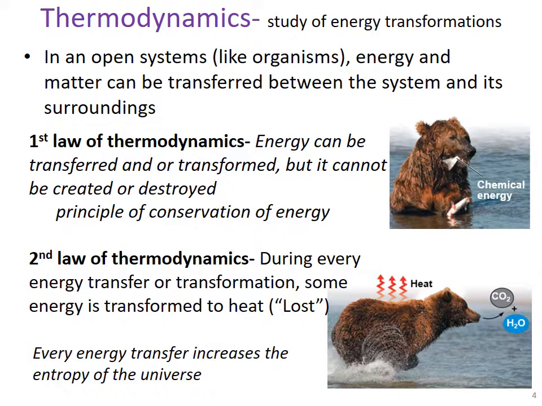There's a couple pictures from your textbook there. Apparently the bear eating the fish in the first picture is showing that the bear is getting chemical energy from the fish. And then the bear is running, giving off carbon dioxide and water, and some of the chemical energy that was transferred to the movement in the bear is given off or kind of lost as heat.